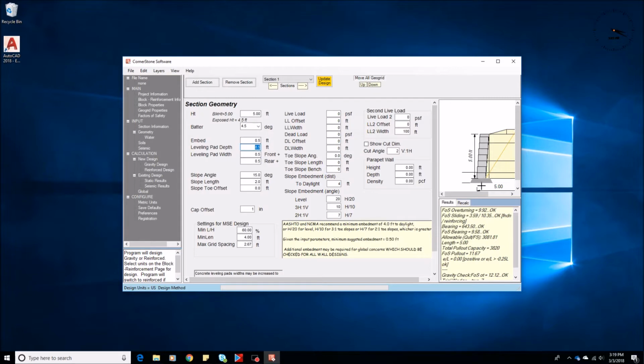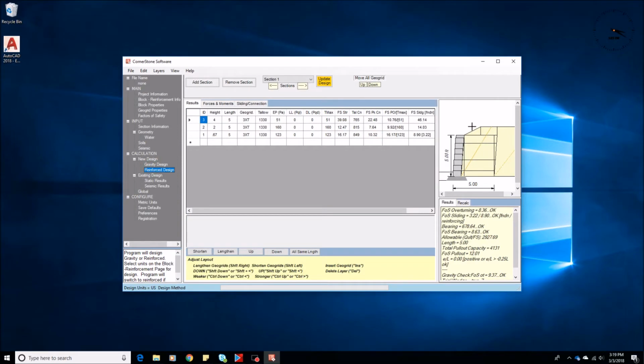The depth of the leveling pad is 6 inches. The width of the leveling pad is 6 inches in front of the unit, 6 inches behind the unit. Slope angle is the slope above the wall. 2-to-1 slope, 26.6. The horizontal distance from the back of the block to the top of the slope is shown there.